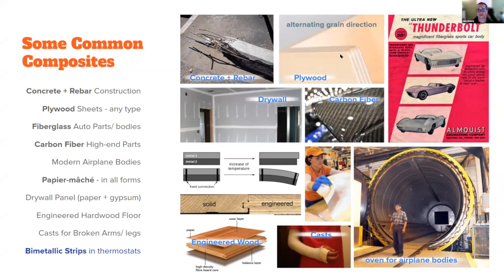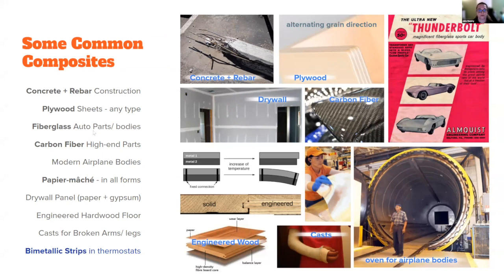Plywood sheets. The secret to plywood is that the grain goes in alternating directions. So you have the grain going in one direction on one sheet, and then the next one will be almost perpendicular to it. And that adds an immense amount of strength compared to if all of the layers were running in the same direction.